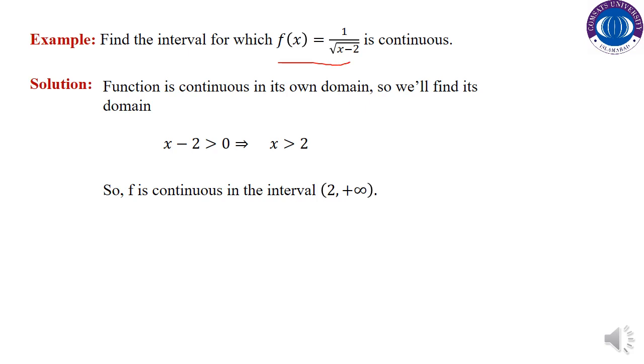So for this function, x minus 2 is in the denominator, so the denominator must not be 0 at any point. We will exclude that point where the denominator is 0, and x minus 2, because of the square root, must be greater than 0. So using this condition, x is greater than 2. This is the domain of the given function, and this is the interval on which the function f is continuous.